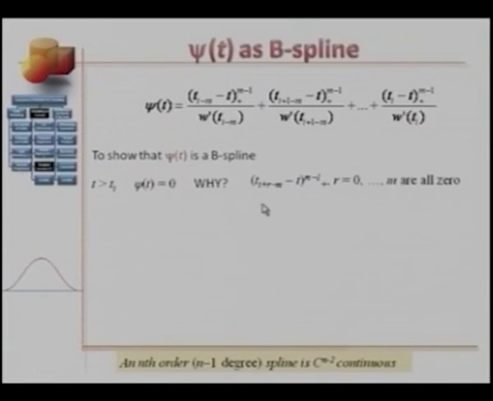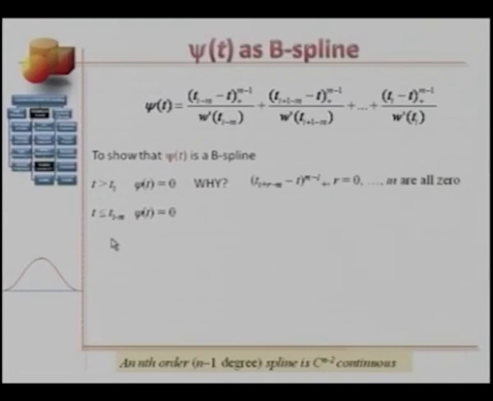We can generalize this. We can say that ti plus r minus m minus t truncated raised to m minus 1, for r going from 0 to m, are all 0. So we have figured that in this region, psi of t is 0. How about for the region on the left? That is, how about for t smaller than or equal to ti minus m?